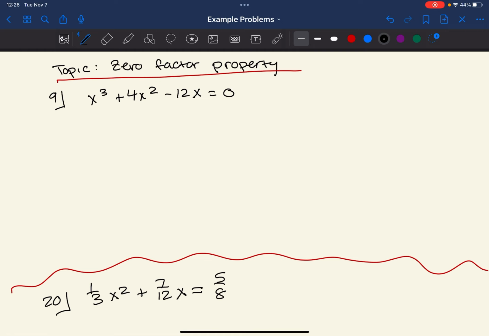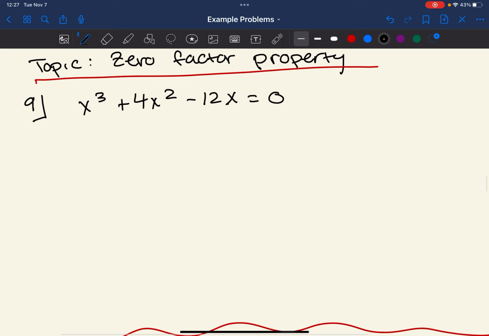So looking at example 9, we have x cubed plus 4x squared minus 12x equals 0. Since we have an x cubed in our problem, that tells us we're going to have 3 potential answers. That also tells us that we need to see if we can take out a GCF because we've only learned how to factor quadratic equations so far. So for number 9, I am going to factor out an x. So I'm left with x squared plus 4x minus 12 equals 0.